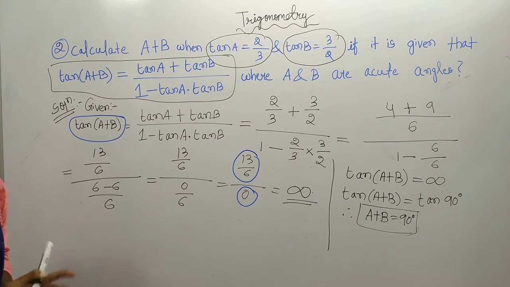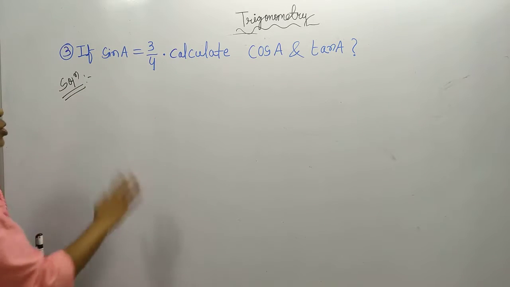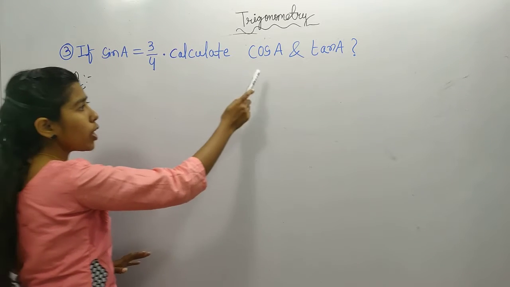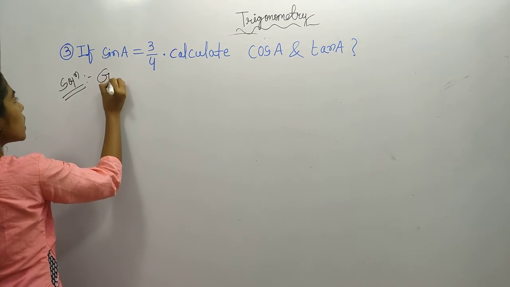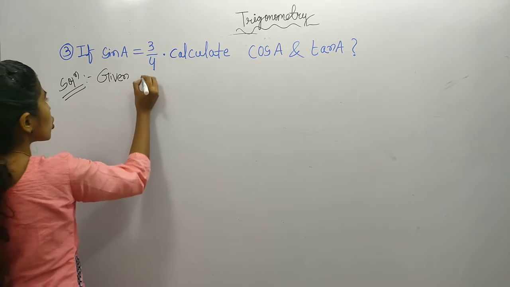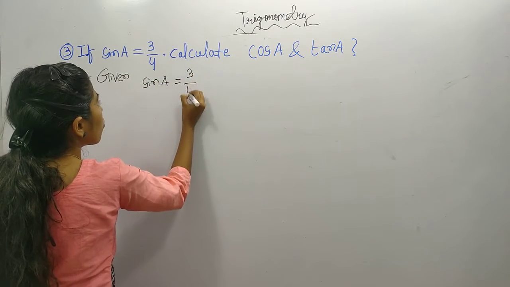So let's move to next question. So this is our next question. If sin A equals 3 by 4, calculate cos A and tan A. So first what we have to write? Given. What is given in the question? Sin A equals 3 by 4.